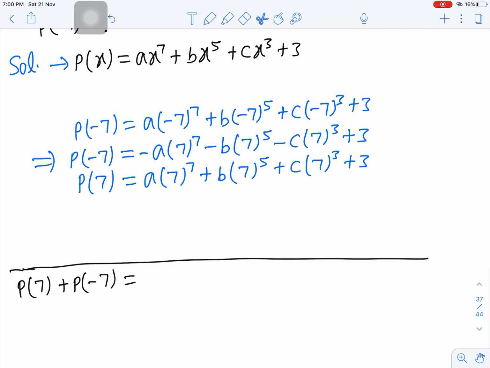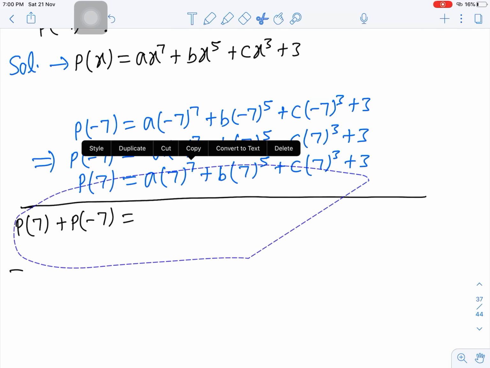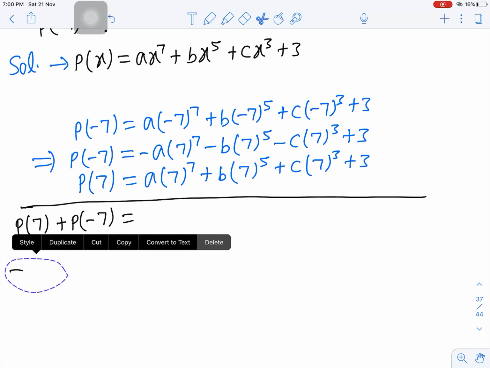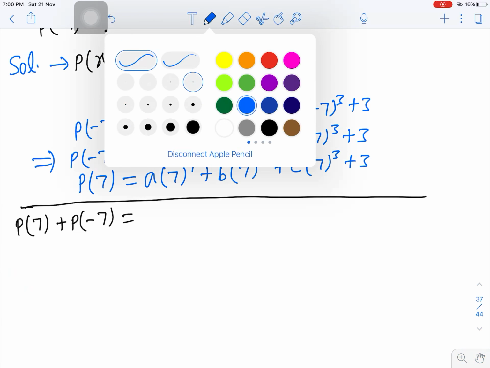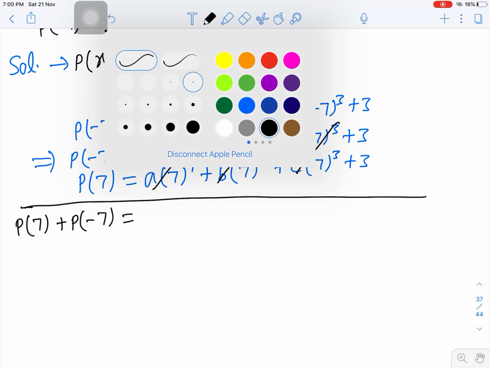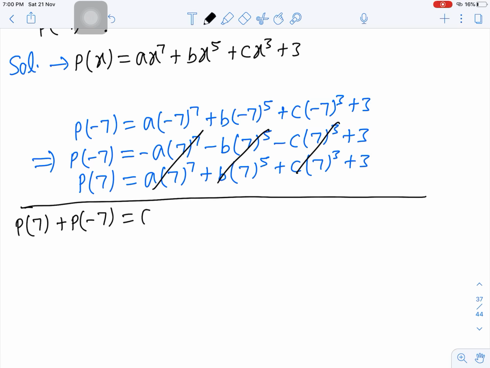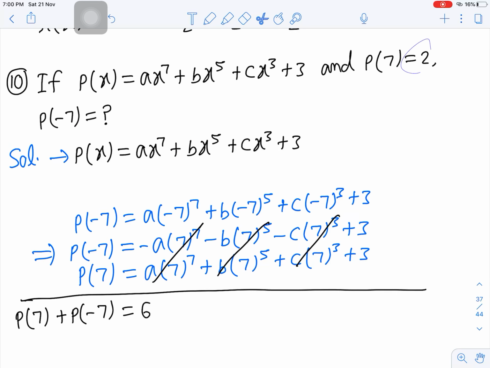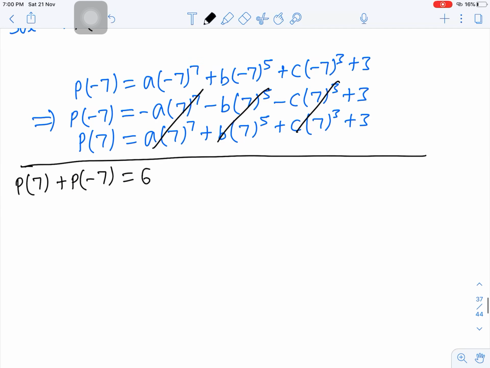Okay, now we can add both the equations. So when we add both the equations, then these two terms will get cancelled, even these three terms will get cancelled. So we'll get 3 plus 3 equal to 6 actually, and out of that p of 7 is 2. So if p of 7 is 2, then basically we are getting 2 plus p of minus 7 equals 6. Then p of minus 7 would be nothing but 6 minus 2. So it would be 4.